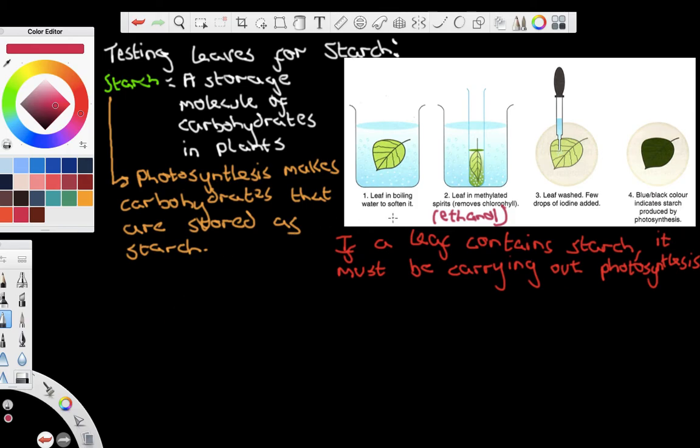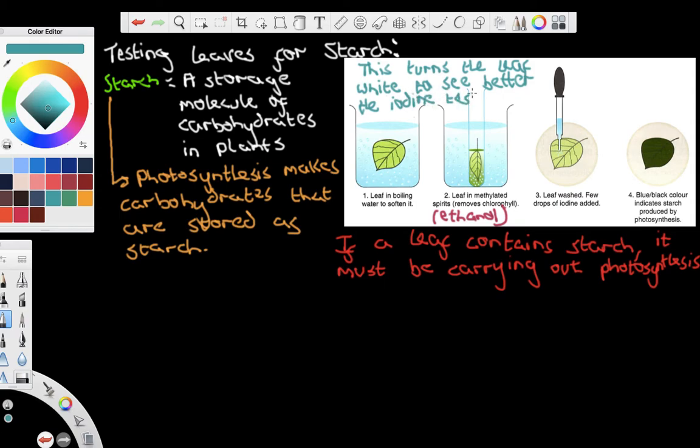So we put the leaf in boiling water to soften it. We put the leaf in ethanol to remove the chlorophyll. The reason we do this is because it makes the leaf white, which is easier to see if it turns black. So I'm going to add there, in fact we'll use this colour, that this turns the leaf white to see better, the iodine test.